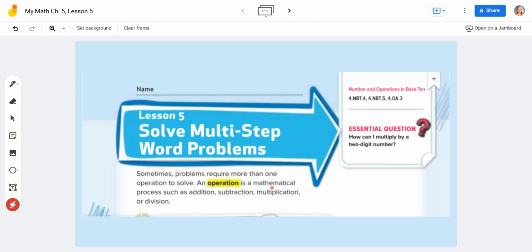Sometimes problems require more than one operation to solve. An operation is a mathematical process such as addition, subtraction, multiplication, or division. Remember, we have four operations in math. We have adding, subtracting, multiplying, and dividing.